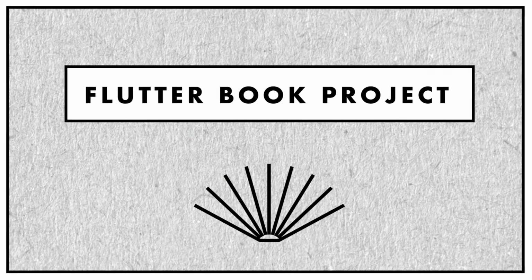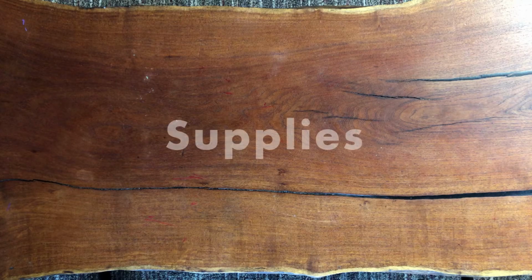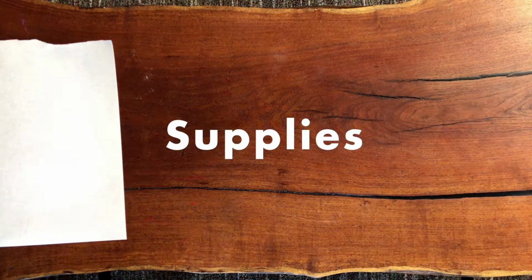We're back in the Flutter book project. Lesson 5 is a winter reflection poem, and we'll actually be doing some writing. You'll need just a few supplies: a sheet of paper, a pen, and a pencil. There's also a worksheet that goes along with this project, but don't worry if you don't have that.